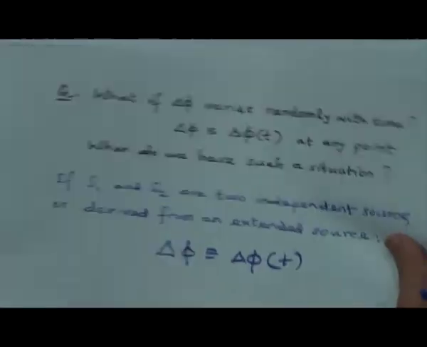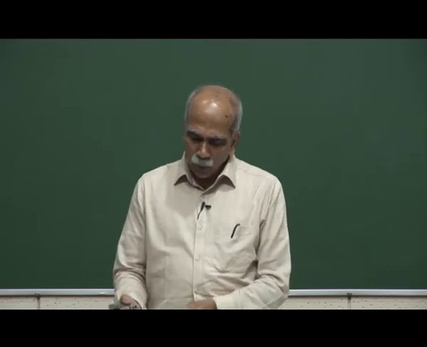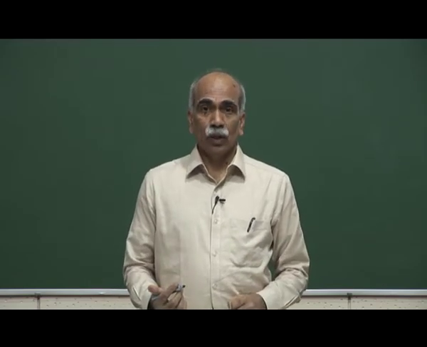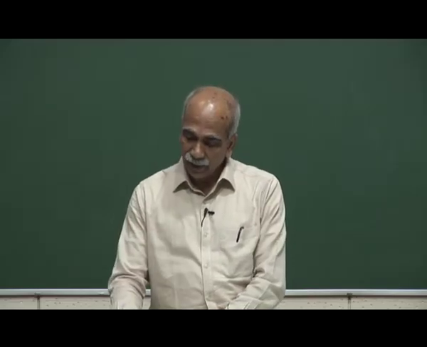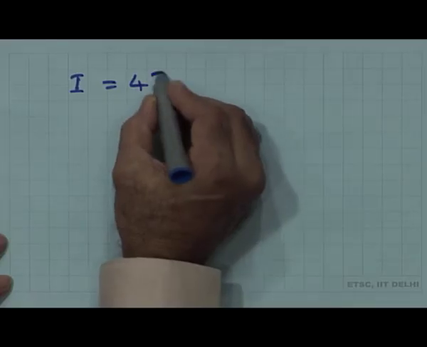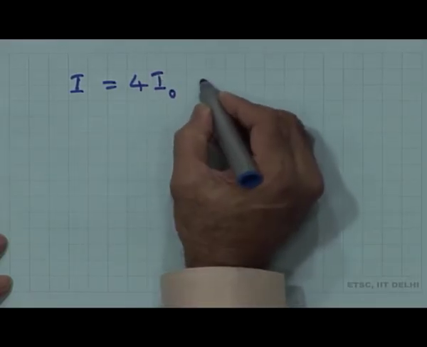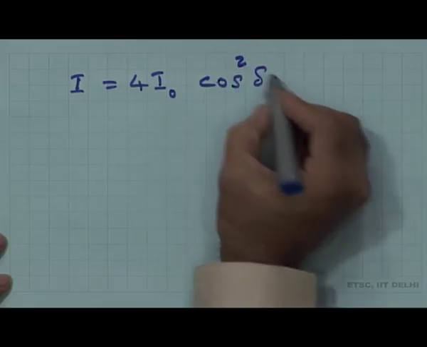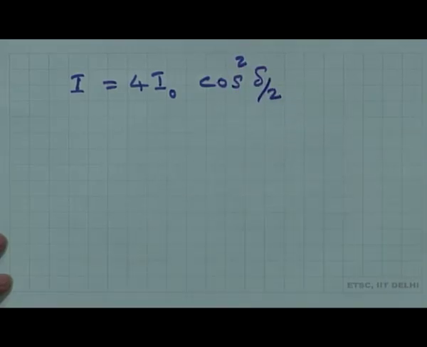So, with this, let us come back. I have described both the sources, and therefore, what would be the interference intensity? We have derived the expression for intensity: I is equal to 4 times I 0 into cos square delta by 2.